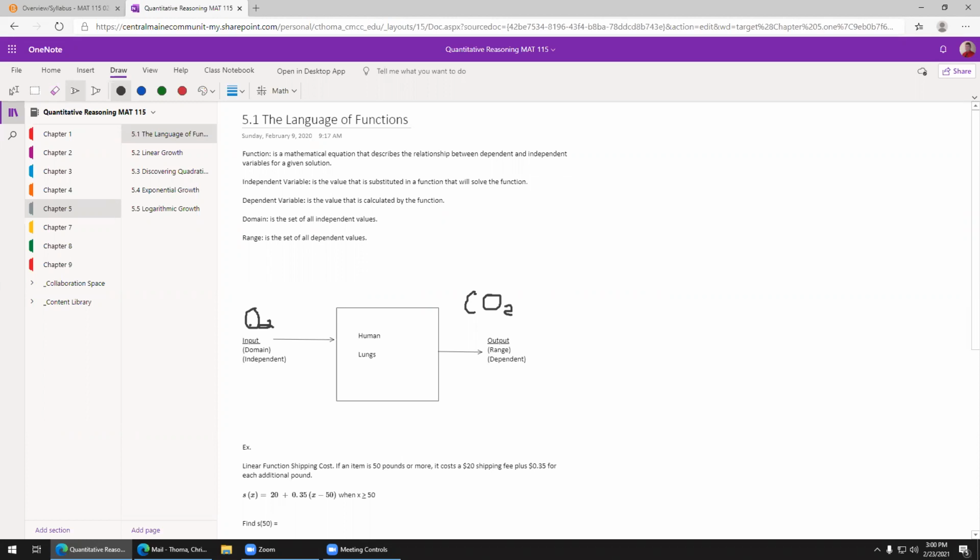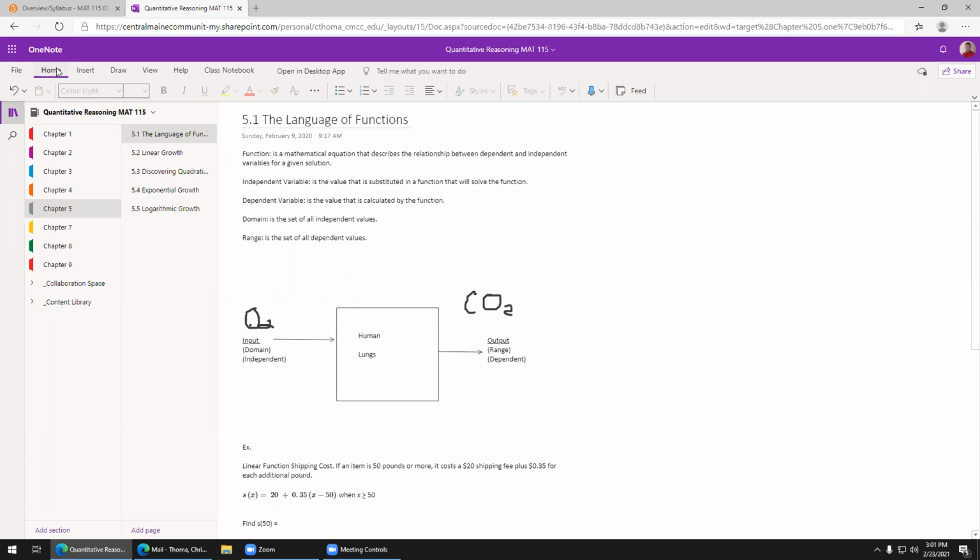So I'd like to spend a few minutes on it because this is one of the lessons I think is really hard to wrap your head around when you first do it, because it's definition heavy, right? So I do have listed here the definition. A function is a mathematical equation that describes the relationship between a dependent and independent variable for a given solution. Very math heavy. Think of it as just that. It is a formula, right, that takes something in, does calculations, spits something out.